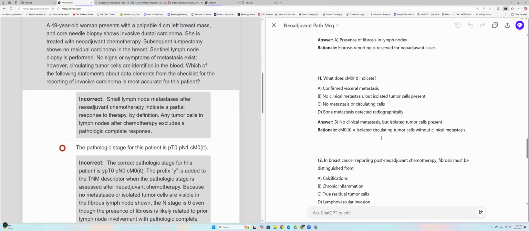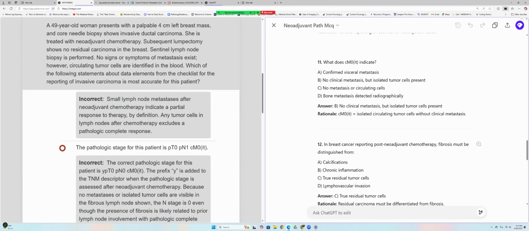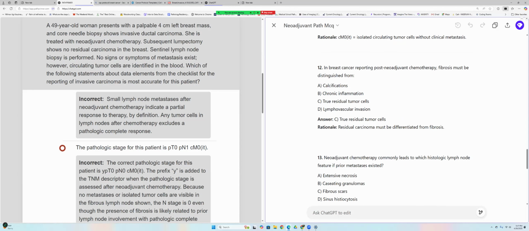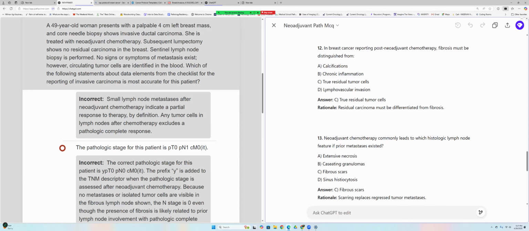What does cM0(i+) indicate? It's like circulating tumor cells. No clinical metastasis, but isolated tumor cells. There's no metastasis to specific tissues that we know, but in the blood, there are isolated circulating tumor cells. That is cM0(i+).